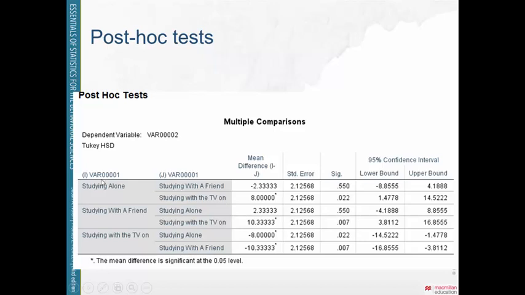So what this is showing us is that not all the means are different from each other. You could study alone or study with a friend, no problem, you don't get any significant difference. But where is the problem? Seems to be studying with the TV on, right? Studying alone compared to studying with the TV on, big significant change. And studying with a friend versus studying with the TV on, again, significant change. So it seems to be that studying with the TV on is what really impacts scores.